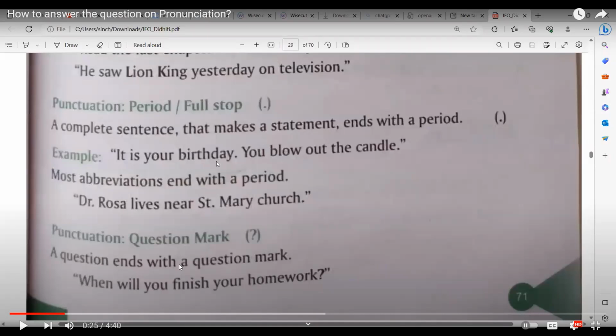Okay. Now you tell me, Shruti. Can you read it from here? Punctuation: question mark. A question ends with a question mark. When will you finish your homework? Question mark. Very good. So when we ask a question, we use the question mark. For example, someone is asking another person when will he finish his homework. So they are using the question mark there.